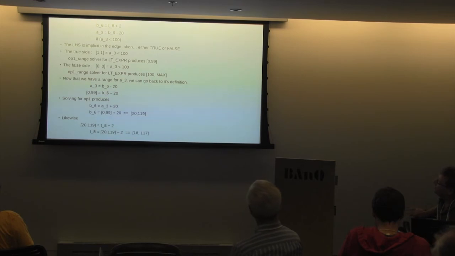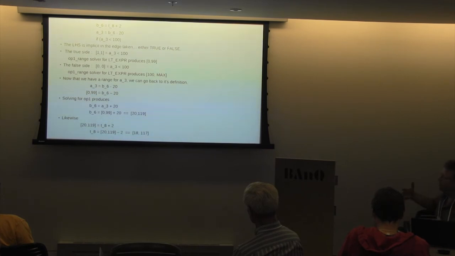Okay, so this is an example of how it actually works. Branches are nothing special, they're just an expression, and the edge that you're taking is the implicit left-hand side of the statement. So if you're going on the true side of that, when you ask range ops for the less-than expression, if the left-hand side is 1 and the right-hand side is 100, it figures out that it's 0 to 99. Same thing on the false side.